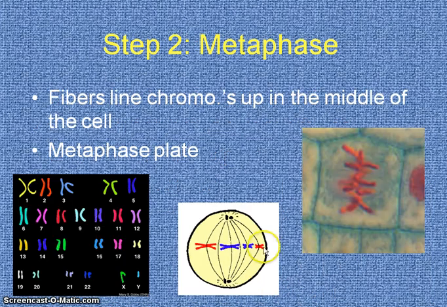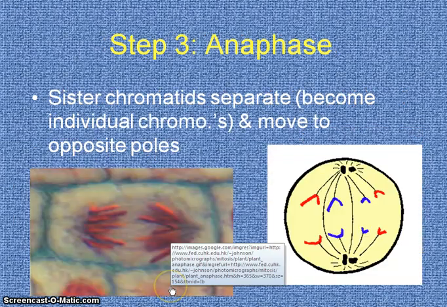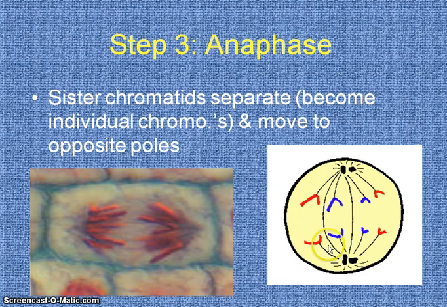In metaphase, the spindle fibers will help to line up all of these chromosomes along the middle of the cell. This is called the metaphase plate. And this is usually where karyotypes are taken because all of the chromosomes are lined up neatly along the middle of the cell. In anaphase, the sister chromatids get pulled apart and moved to the opposite poles of the cell.